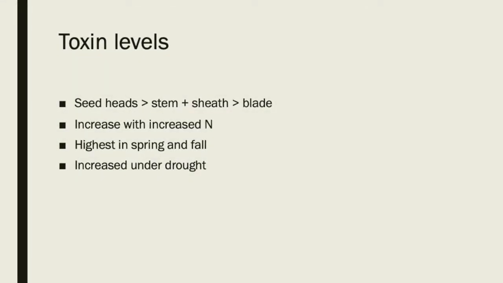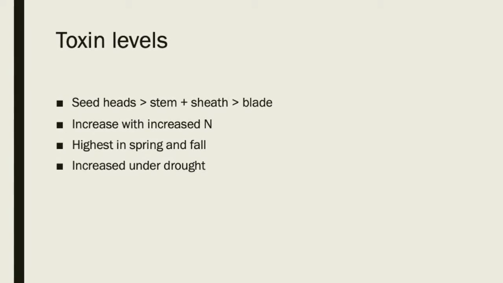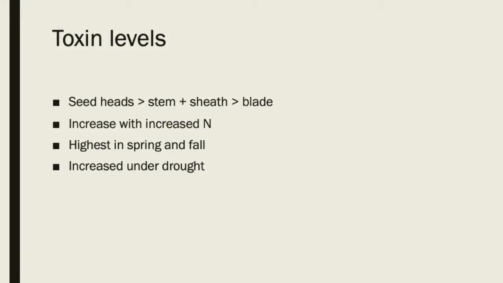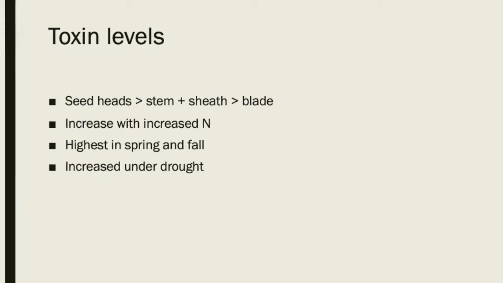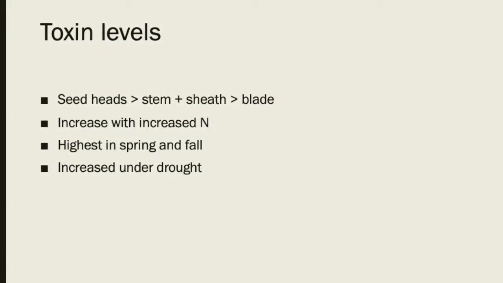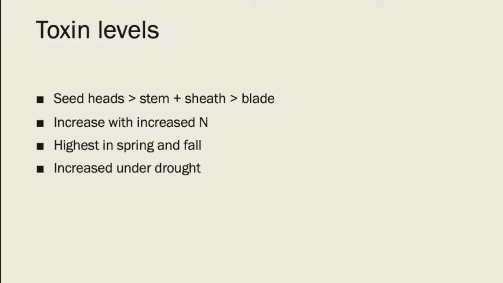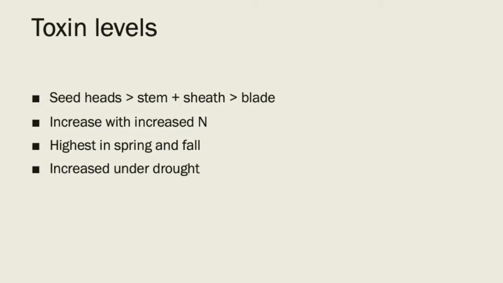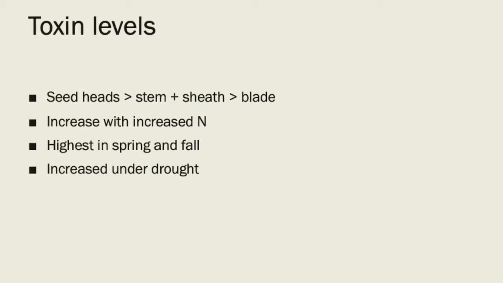The toxin levels in the plant are highest in the seed heads, then in the stem and the sheath, and then in the leaf blades. It can be increased with increased nitrogen application. They're often highest in the spring and fall, and they're increased under drought conditions.